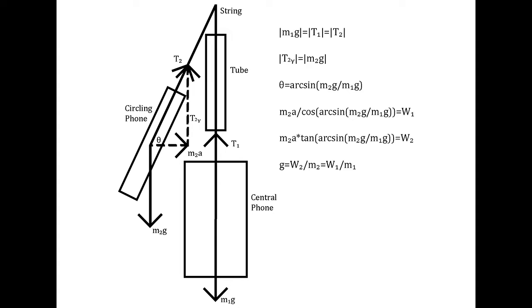The centripetal force on the circling phone, its mass times the average centripetal acceleration found earlier, divided by the cosine of theta, will be equal to the weight of the central phone. The centripetal force multiplied by the tangent of theta will equal the circling phone's weight. The weight of each phone divided by their respective masses will equal gravitational acceleration.